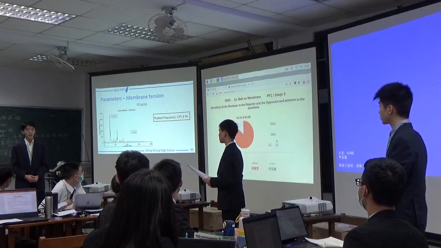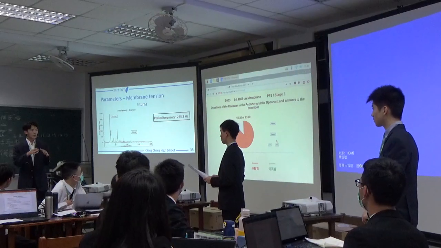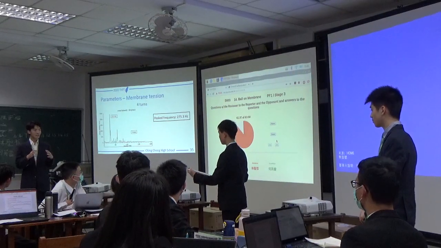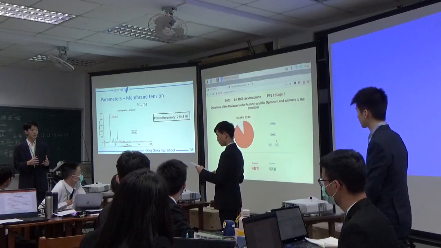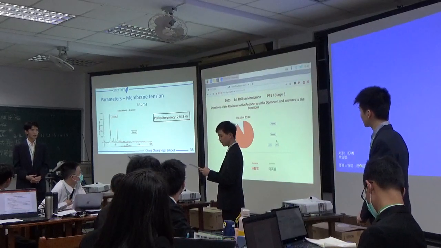Okay. And do you think the different landing position on the membrane is an important parameter to consider? Yes, we do think so. It will affect the deformation of the membrane. It will cause the intensity of the sound to alter, but the frequency of the sound, we think, will remain the same. Okay, thank you.